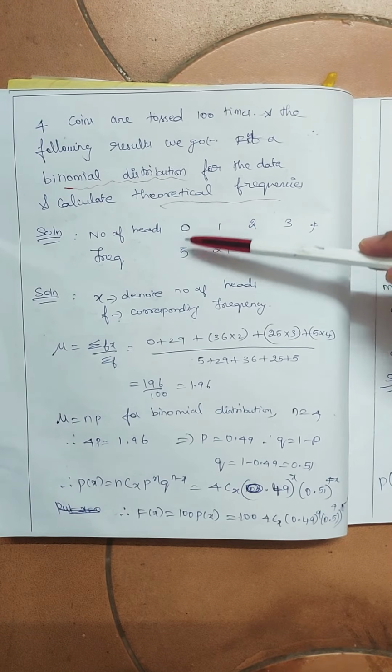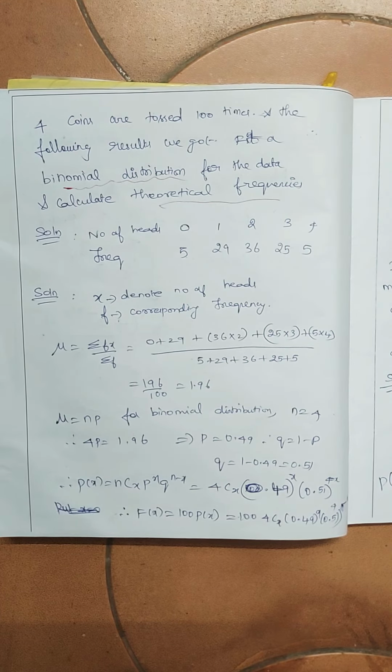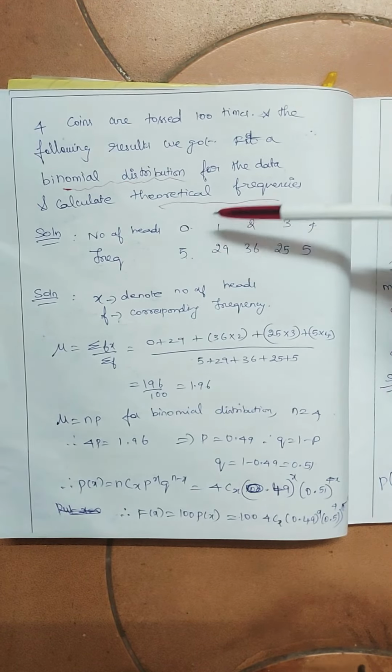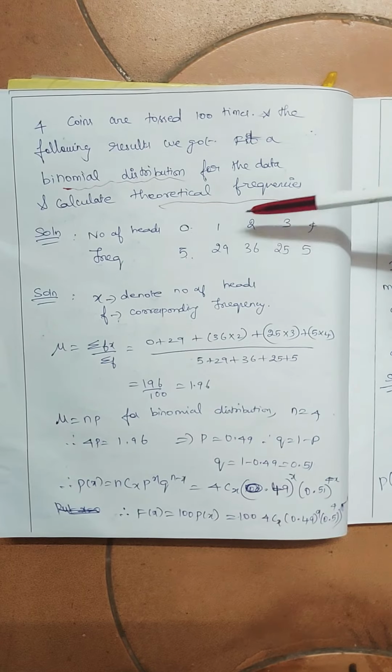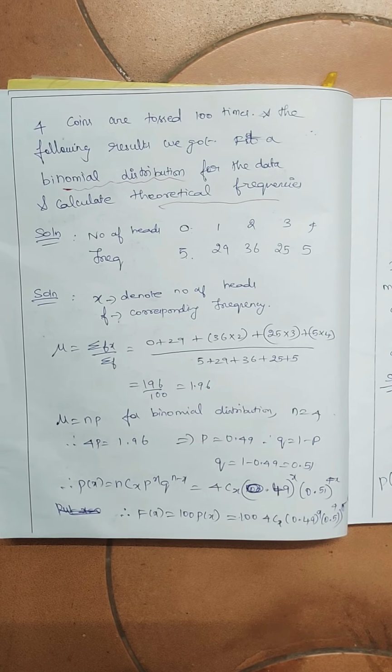So number of heads, 5 times you got 0 heads, it seems. Just imagine, they are simultaneously tossing 4 coins 100 times. I think now you can try in this quarantine period. They observed that 0 heads 5 times it came, 1 head 29 times, 2 heads 36 times, 3 heads 25 times, and 4 heads 5 times. So they are tossing the coin and they're getting that result in that game.